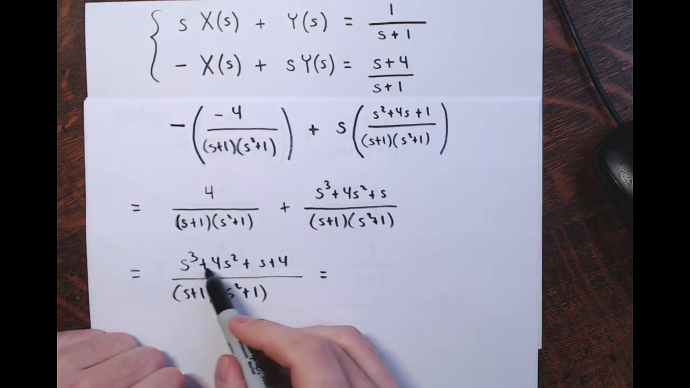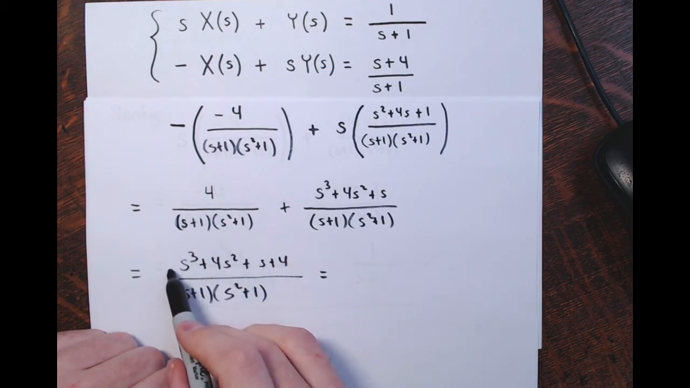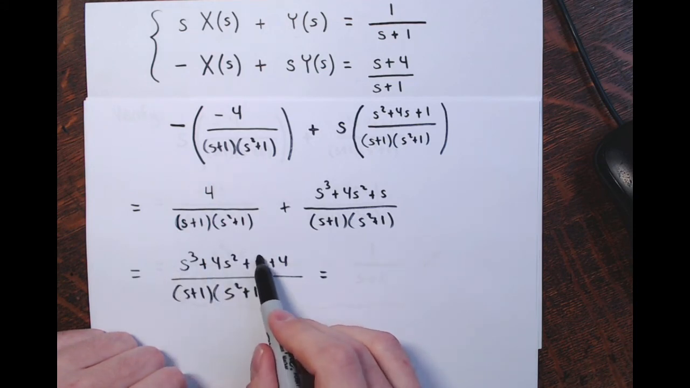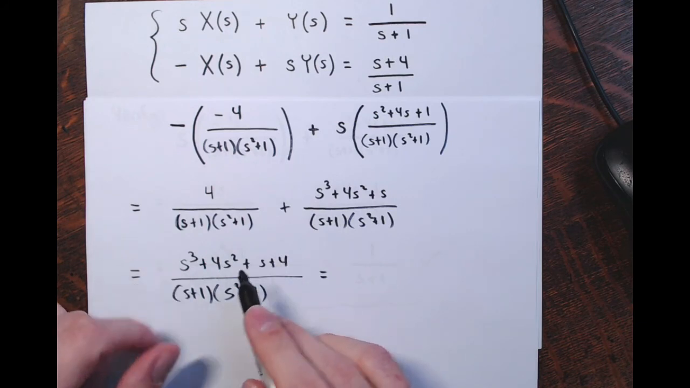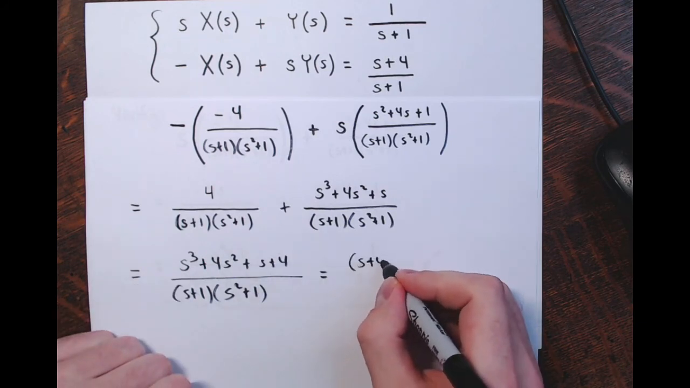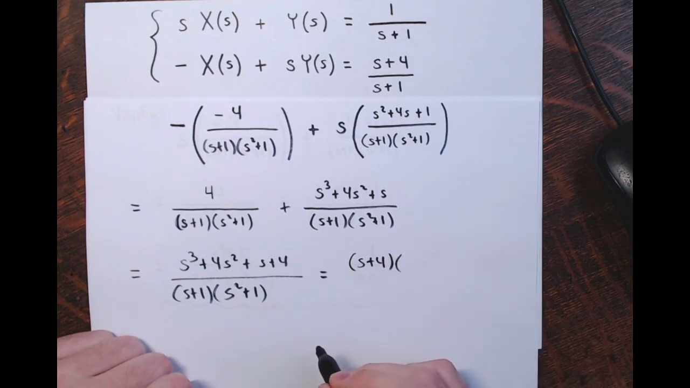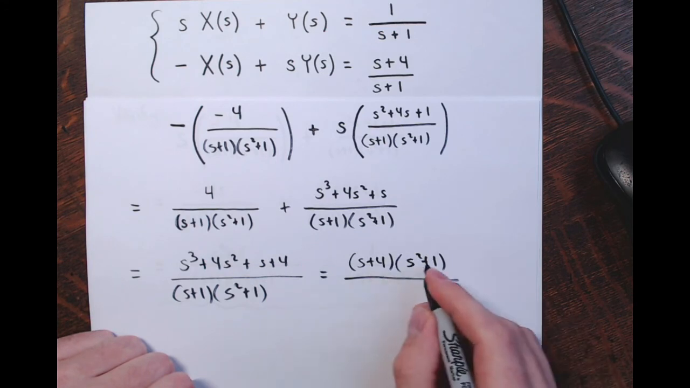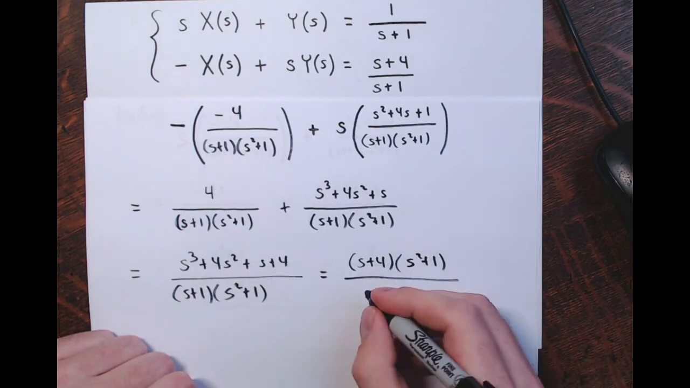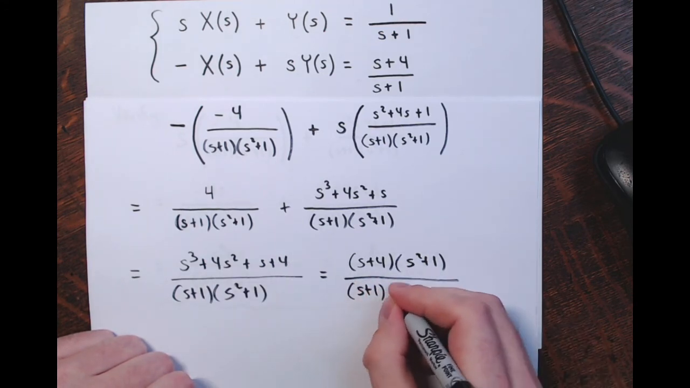I take the left half, pull the s squared out. You'd have s squared times s plus 4. Take the right half. They have a common factor of 1 times s plus 4. Then pull the s plus 4 out, so you have s plus 4, and what you're left with is s squared plus 1. That's the numerator factored. And then you have the denominator s plus 1 times s squared plus 1.